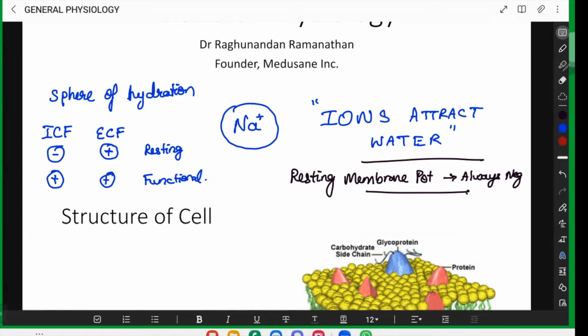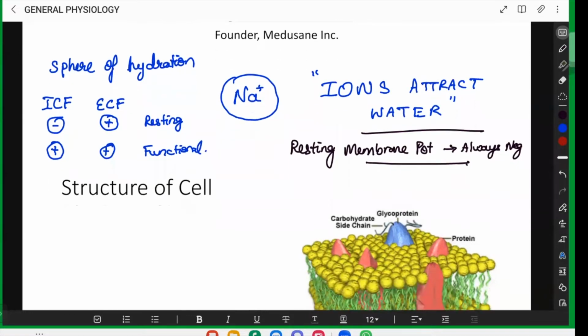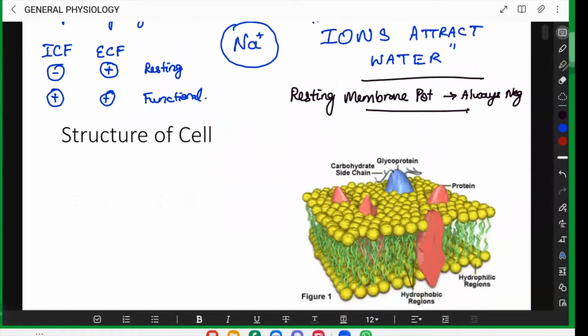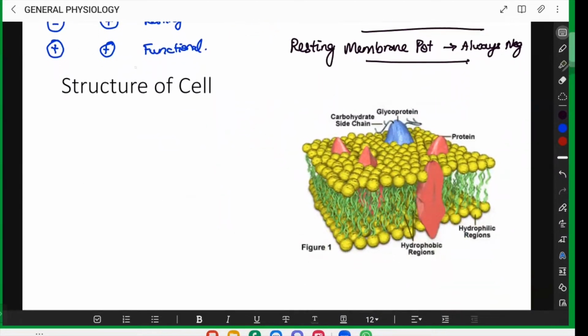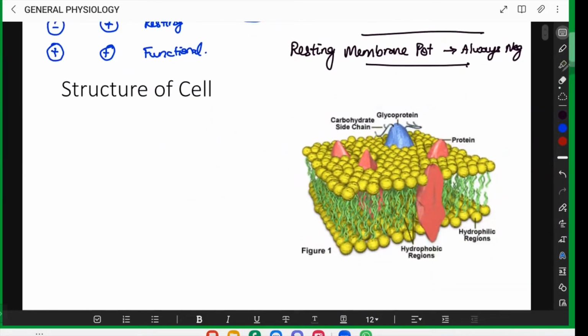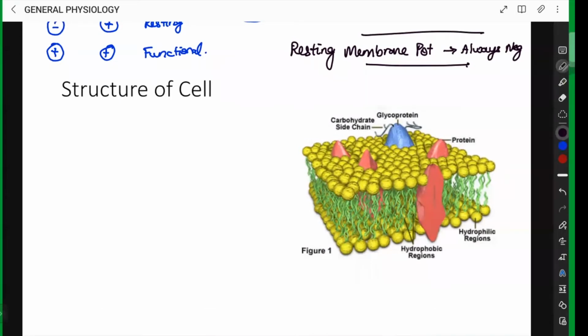Now coming to the structure of a cell. This is your cell. So what happens in this cell? Basically, in a cell you are going to have a membrane. What happens in the membrane? This membrane is either a membrane of your cell, or a membrane of your organelles.